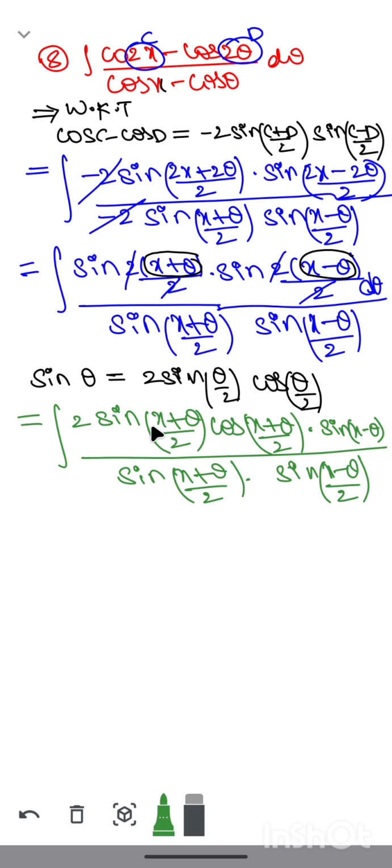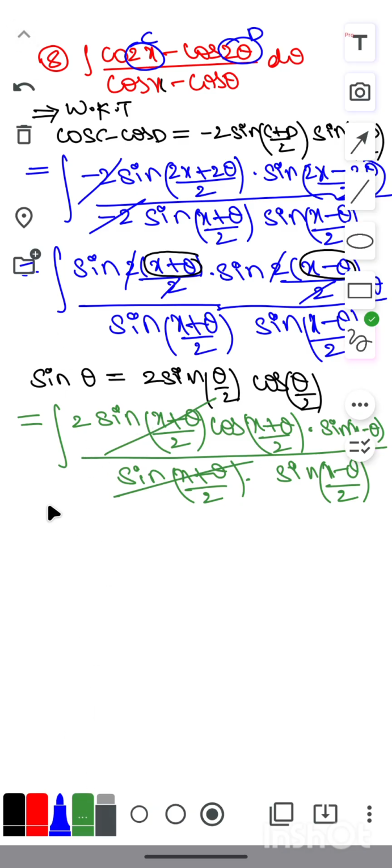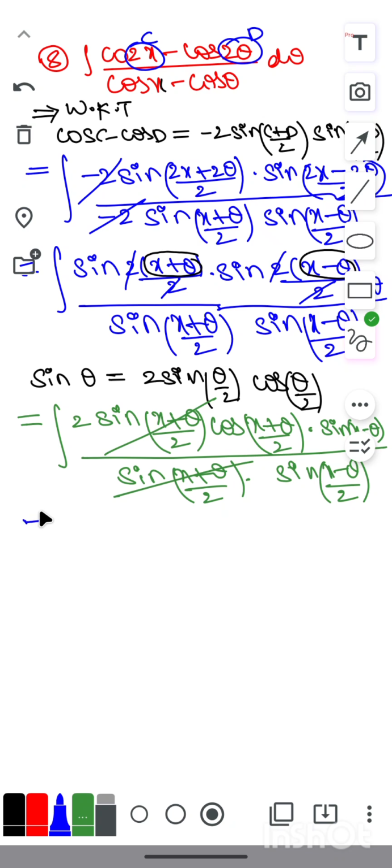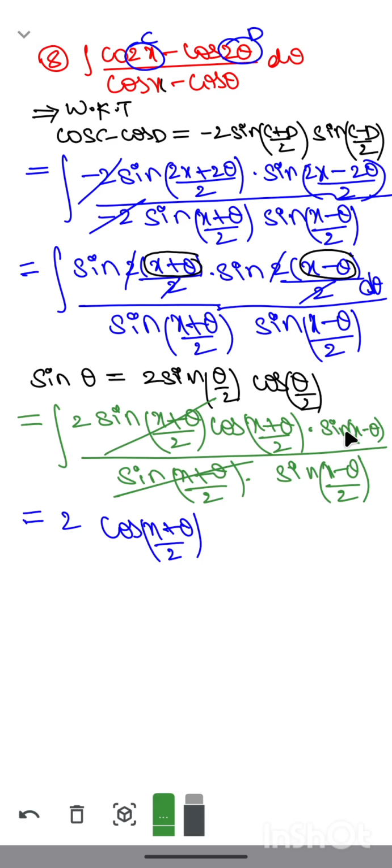From the numerator and denominator, one sine of (x plus theta) by 2 in the numerator and the sine of (x plus theta) by 2 in the denominator can be cancelled. For the remaining terms, we are writing 2 into, remaining is what? Cos of (x plus theta) by 2. This term I am writing as it is. As I told you in the previous term, this sine theta also can be rewritten using the submultiple angle formula, so that we get 2 into sine theta by 2.